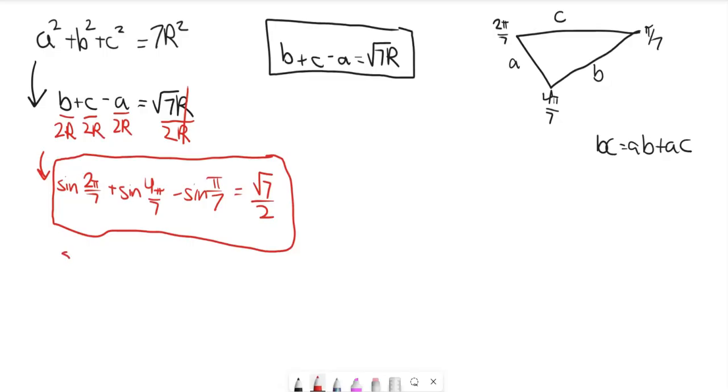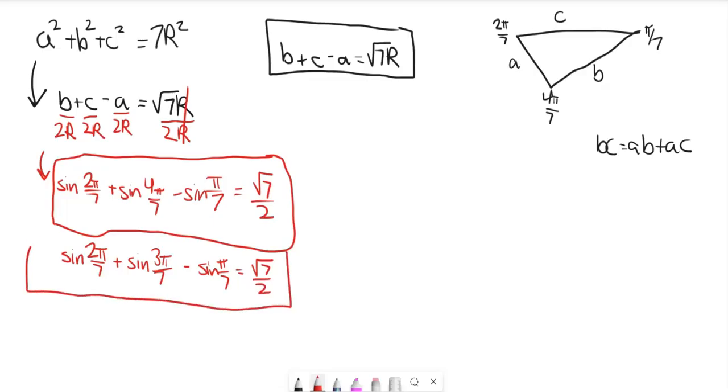And of course, instead of the 4π/7, we can replace that with 3π/7, which I showed is equivalent to the sine of 4π/7 because 4π/7 plus 3π/7 equals π. I can subtract off the π/7, and that will leave me with the same amount as before. And that will conclude the video.